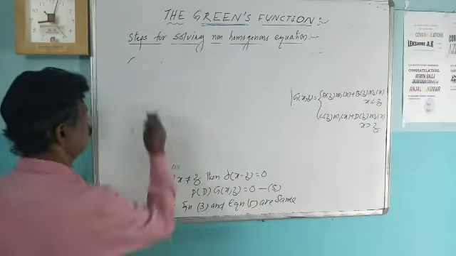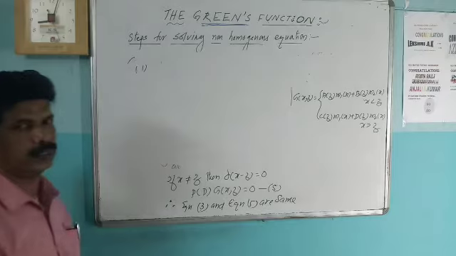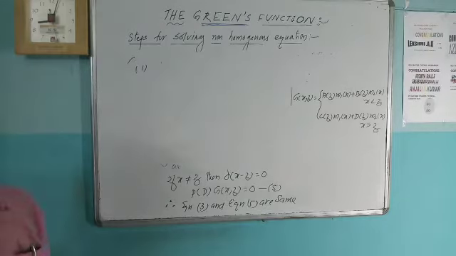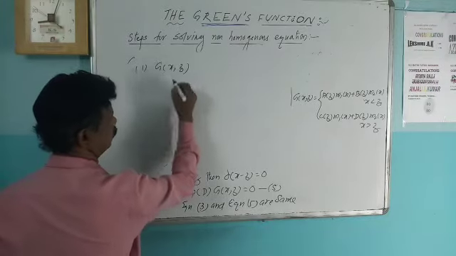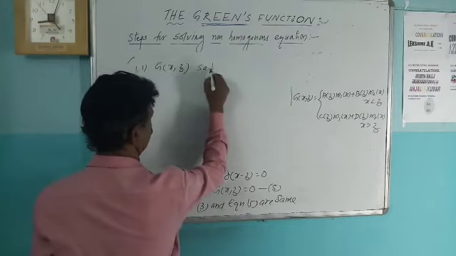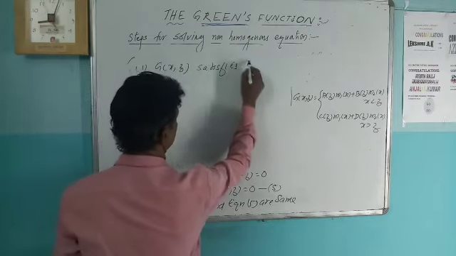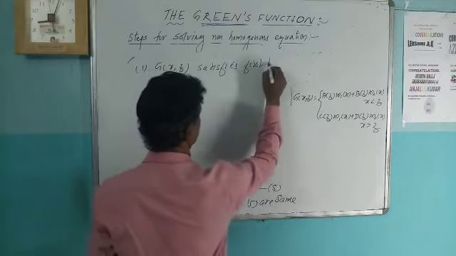First condition: this g of x satisfies the first boundary conditions. That means we have to find the values of a z, b z, c z, so we have to apply some conditions. That is, g of x z satisfies the first boundary conditions.